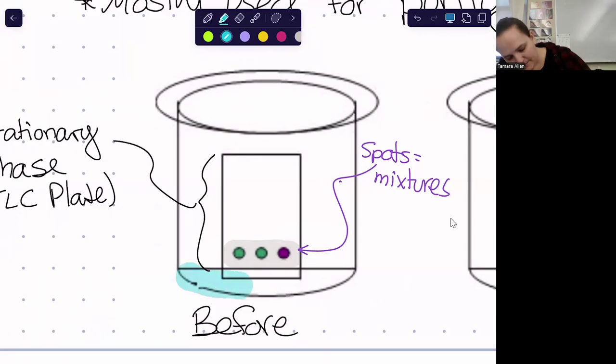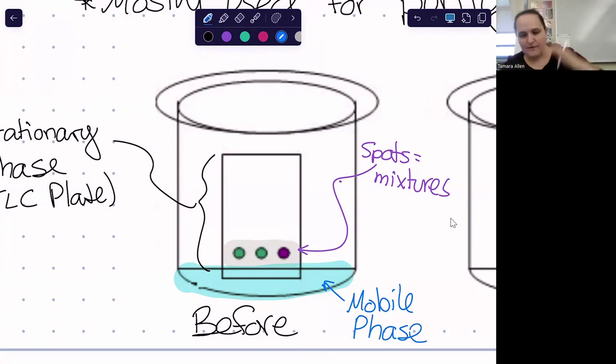And then down the bottom, this little line is supposed to be the surface of the liquid. That is our mobile phase. So this would be when we have first set that TLC plate into the beaker of the mobile phase and we haven't let any time pass. As time passes, that mobile phase is going to start to move up the plate, move up by capillary action.